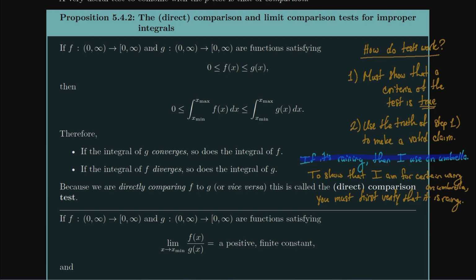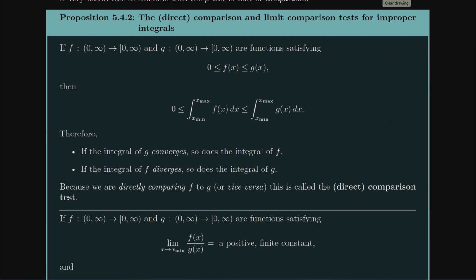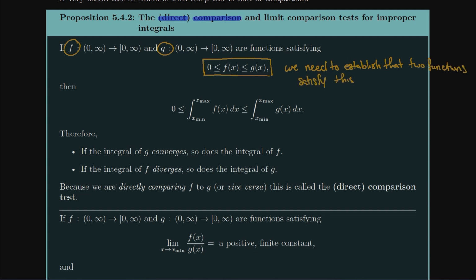Same thing is going to happen in these improper integral tests, such as our first case here, the direct comparison, and later the limit comparison tests for improper integrals. So what's going to be the if it's raining, then I use an umbrella statement here for the direct comparison test first? The if it's raining part will be that we have to take 2 functions, and they must satisfy this criterion. So we need to establish that 2 functions satisfy this inequality.